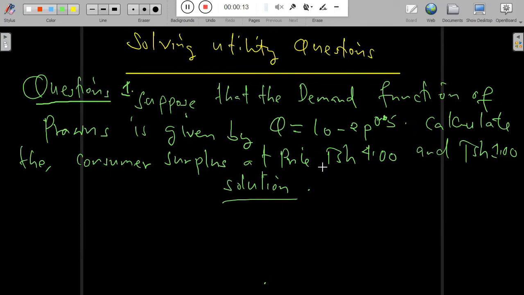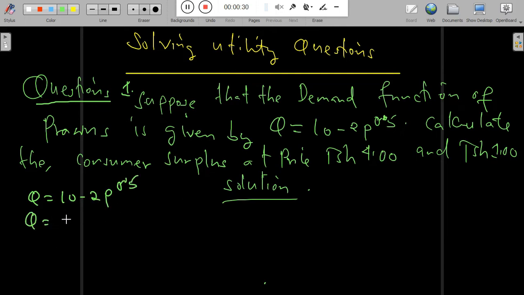Suppose that the demand function of prawns is given by Q equals (10 minus 2p) raised to the power of 0.5. We're required to calculate the consumer surplus at a price equal to 4 Tanzanian shillings and again at a price of 1 Tanzanian shilling.